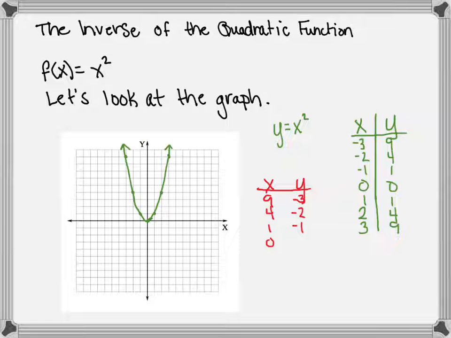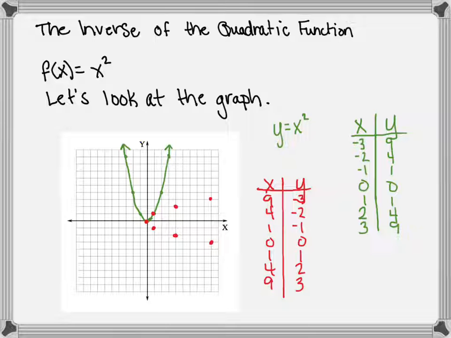0, 0, if we swap them, it stays 0, 0. 1, 1, if we swap them, it stays 1, 1. 2, 4, swapping them around, we get 4, 2. And 3, 9, swapping them around, we get 9, 3. So now let's plot these points in red. And we see those points on the graph.